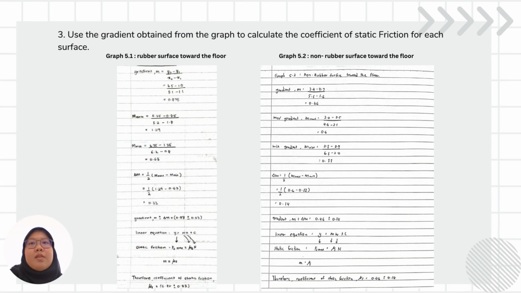Next, analysis number 3. Use the gradient obtained from the graph to calculate the coefficient of static friction for each surface. Based on the calculation that we made, the coefficient for the rubber surface is 0.88 plus minus 0.33, and the coefficient for the non-rubber surface is 0.46 plus minus 0.14.